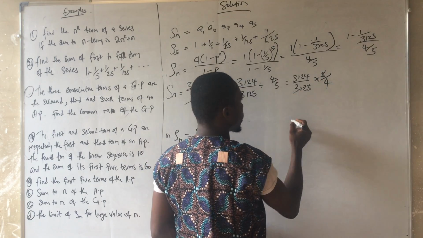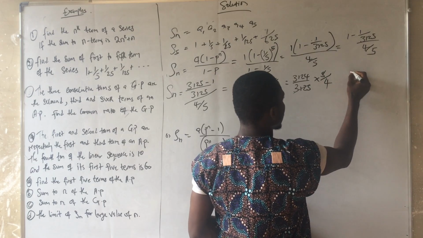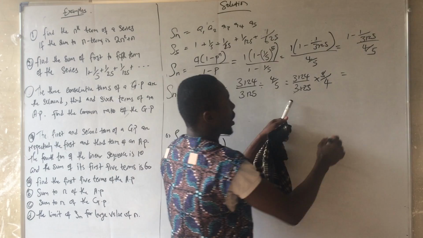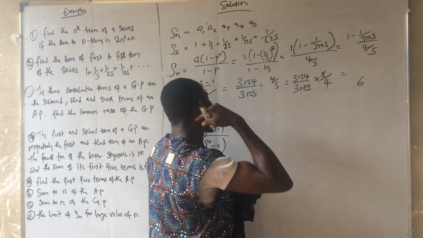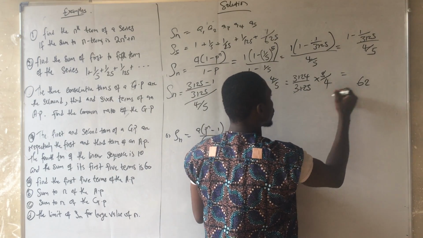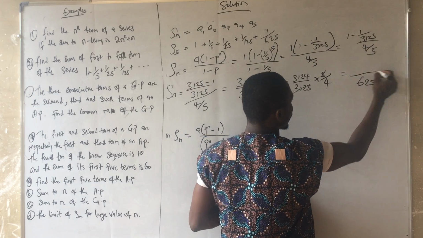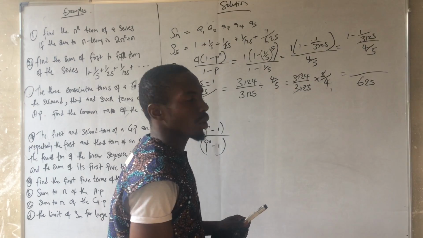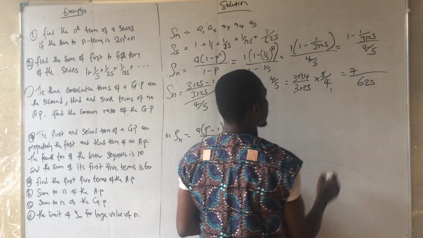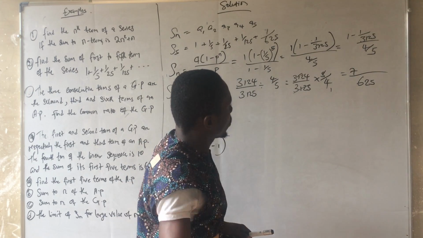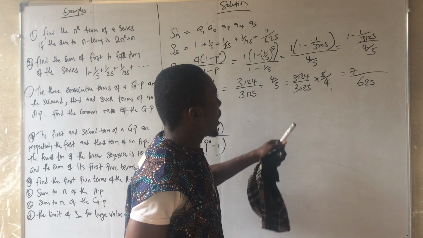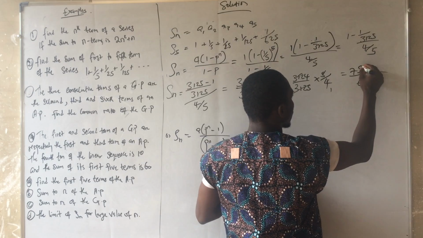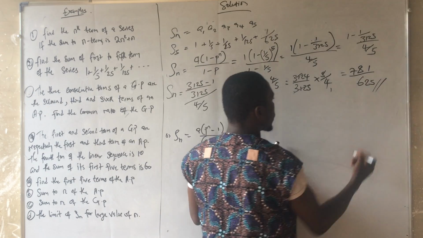So this can divide this. When 5 divides itself, we have 1. Then 5 divides 3125, we have 625. 4 divides itself, 1. 4 divides 3124, we have 781. So our answer is this.